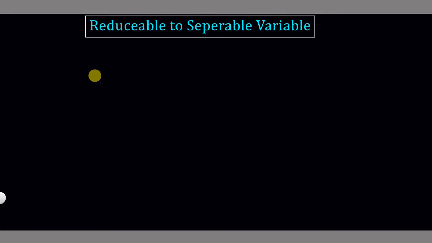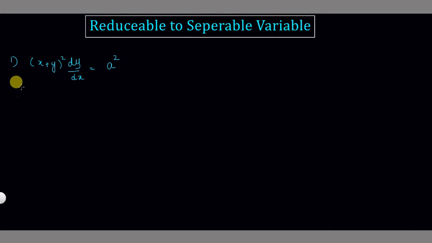The second method in first order differential equations is called reducible to separable variable. Sometimes it is quite difficult to separate the variables directly, and we have to reduce the original differential equation to some other variable. And how will we do that?